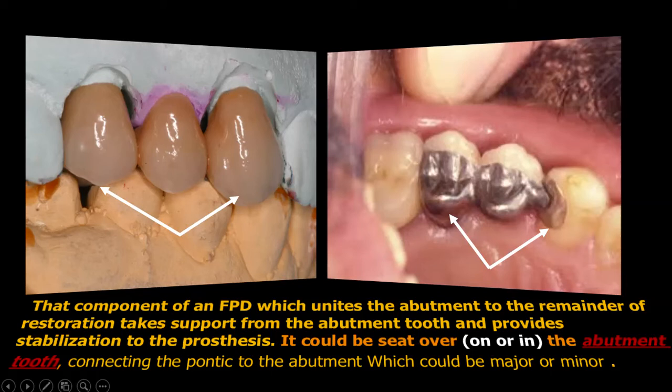This retainer could be seated over the tooth, that is, it's going to cover the tooth, or it might sit inside the tooth. And according to the mode of connection with the pontic, it might be minor or major retainer. When we have flexible connection, نسميه minor retainer، وإذا كان rigid connection نسميه الميجر retainer.